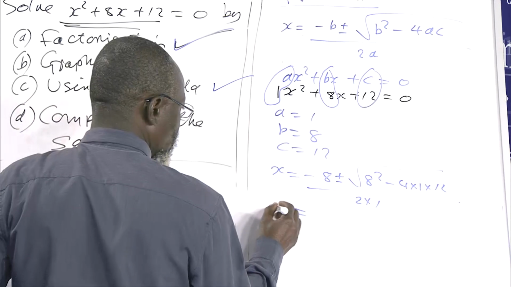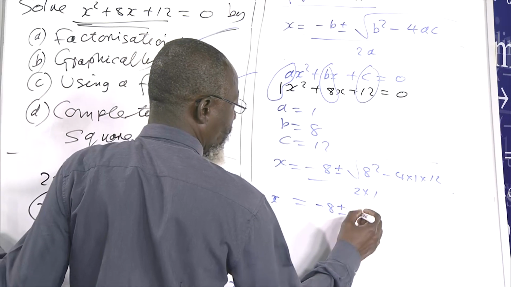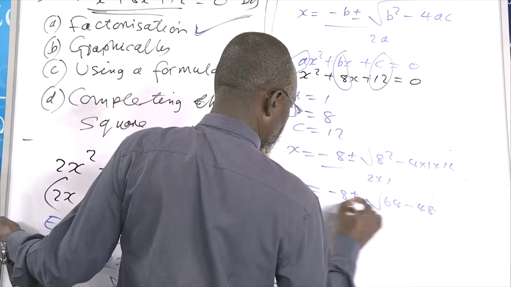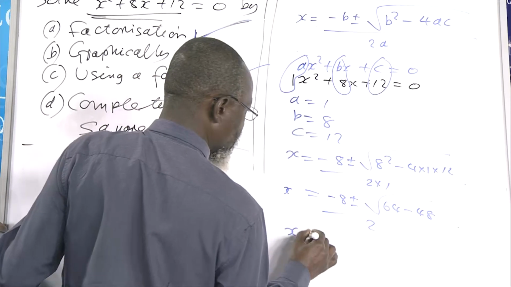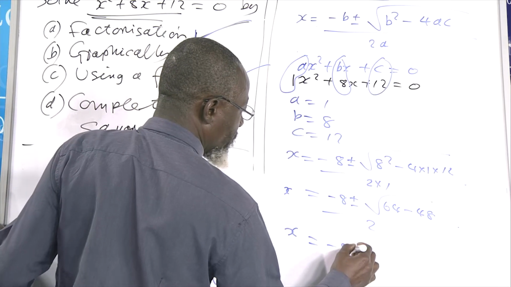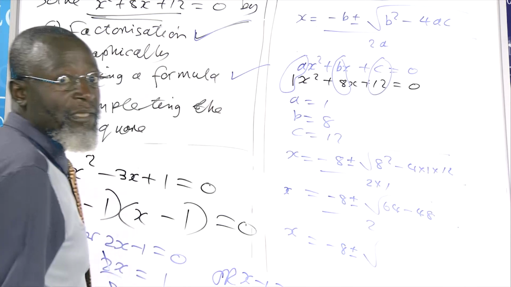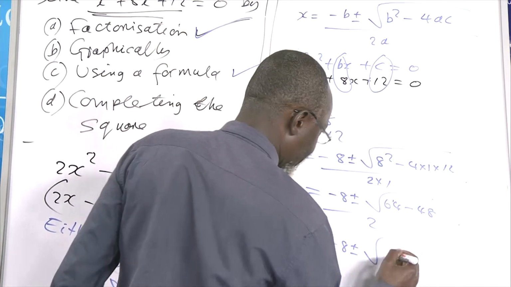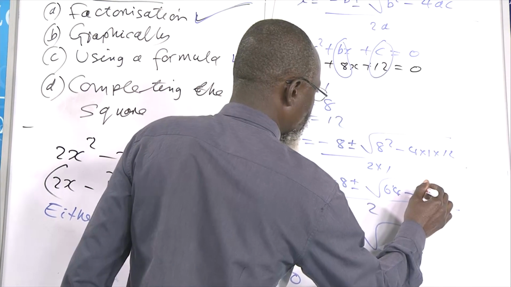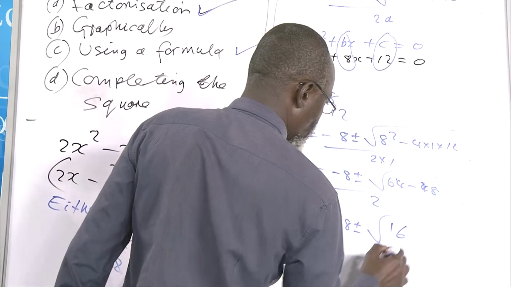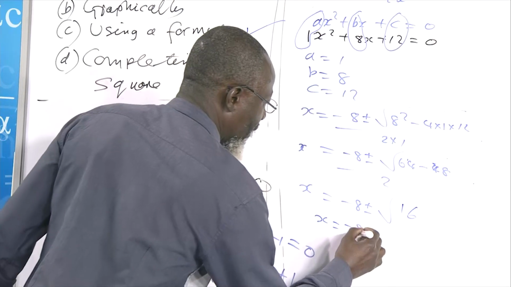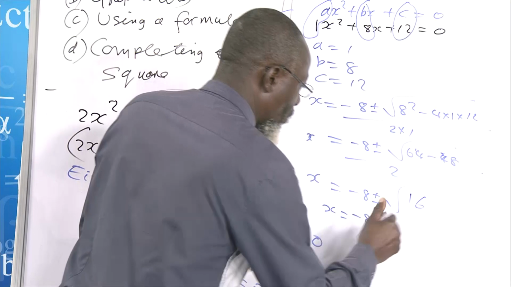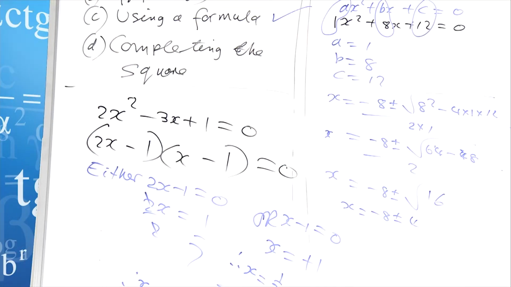Which means x is now equal to minus 8 plus or minus the square root of 64 minus 48, all over 2. So x is equal to minus 8 plus or minus the square root of 64 minus 48. We've got a 16 here. So x is now equal to minus 8 plus or minus the square root of 16, which is 4.